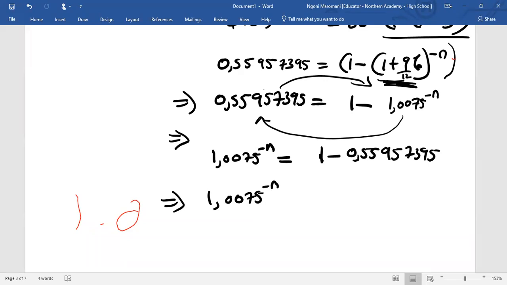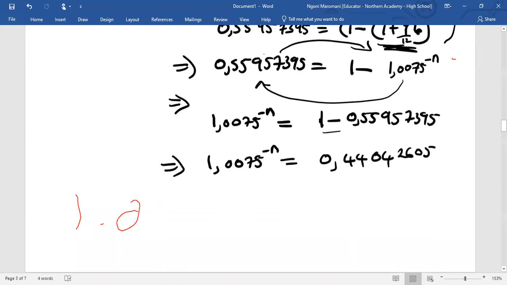What do we get when you subtract 0.44? 0.44. 0.4404, 0.4404 2605. 2605. Are we getting that? Right. Then we are now using logarithms, which now means here, and remember, this is your base again. The base remains the base, which means it will be minus n is equal to log.